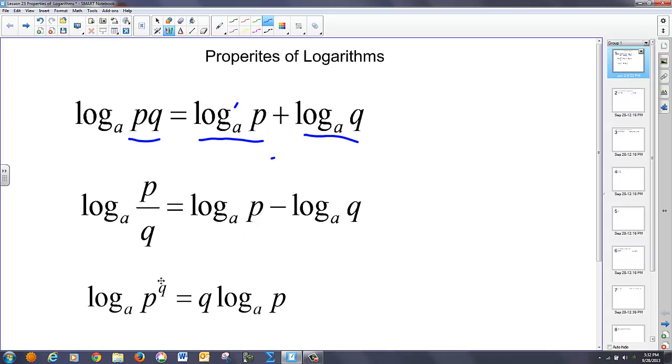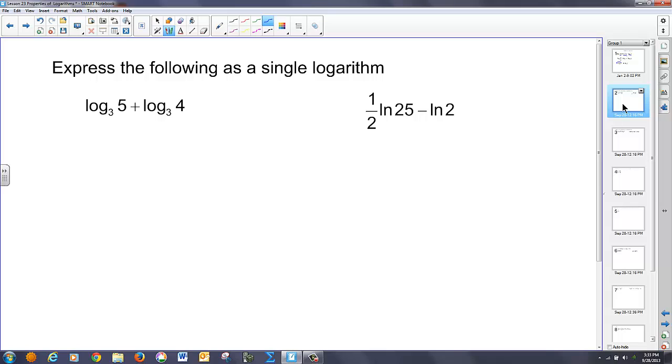Last but not least, if I have the log of some quantity to a power, that's equivalent to taking that power, bringing it out in front of the log, and multiplying it by the log with that same base of that term. So what we're going to do is go through and manipulate a whole bunch of terms today. In these cases we're going to have a string of terms, and we're asked to express that string in terms of a single logarithm.